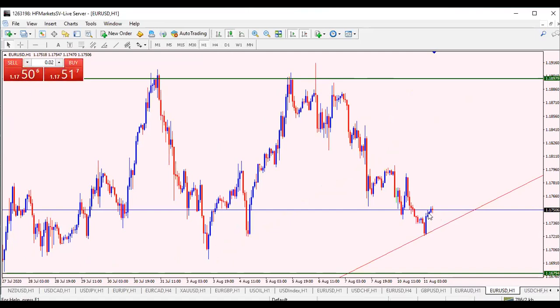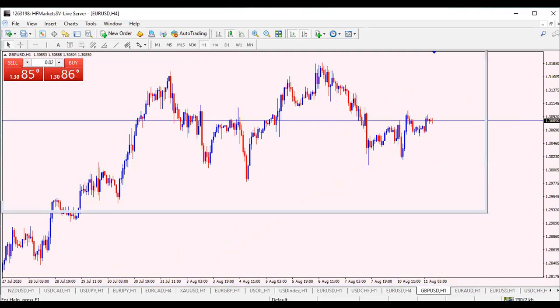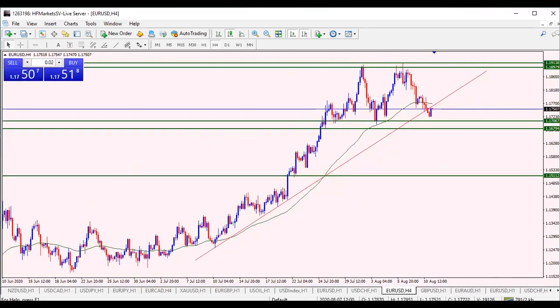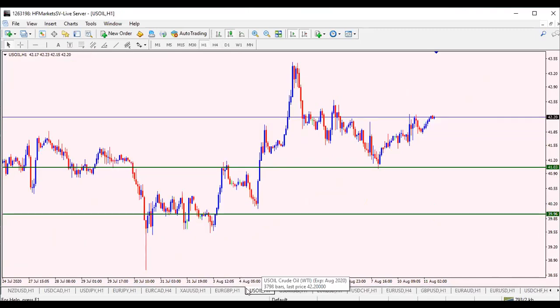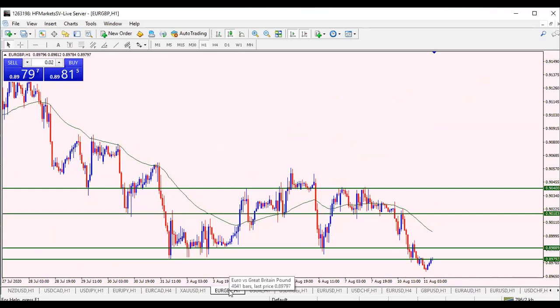The last one is what we call a choppy market. Let me show you. The choppy market is also known as an indecisive market, when the market is yet to decide which way it wants to go. Let me look for a very good example. All right, so I can refer to this as the choppy market. Look at the spot.